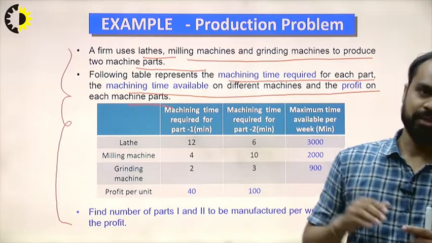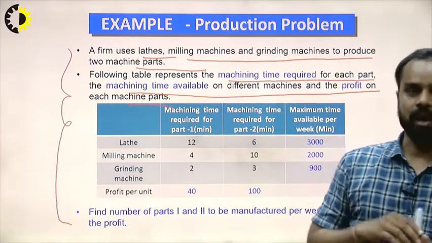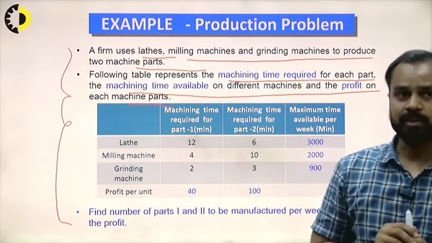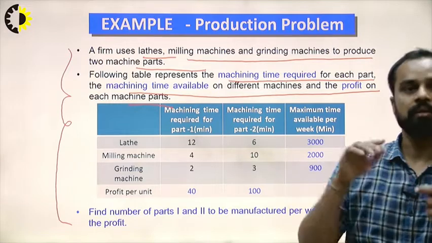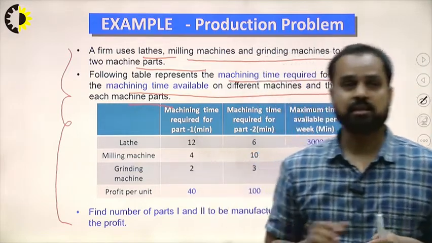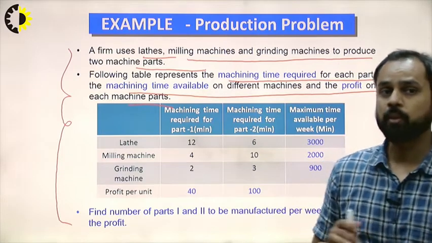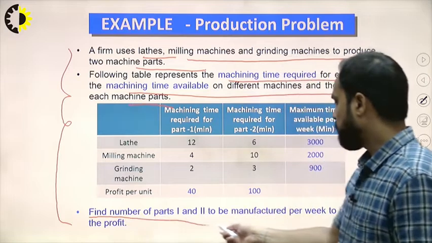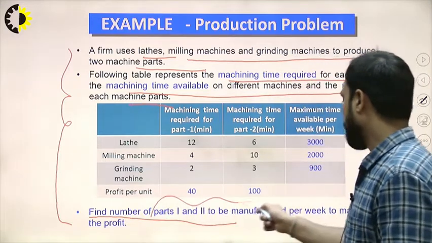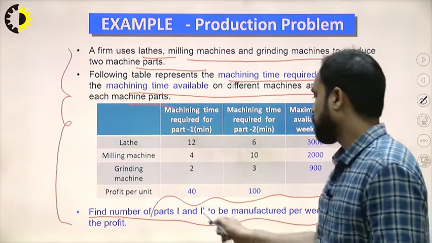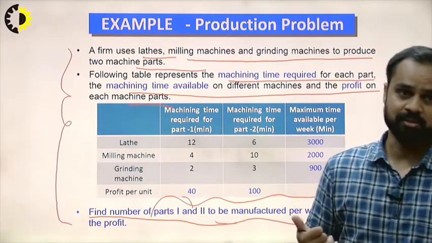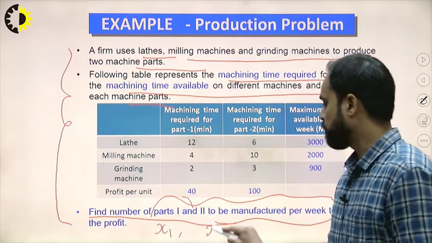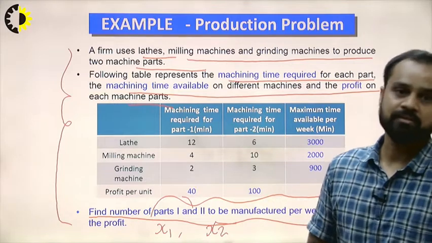With the help of this table, this description is given, and we first have to convert it into the mathematical form. Any description can be converted into the mathematical form. Four things are required. One is the decision variable. How do we decide the decision variable? On the basis of the requirement of the question. In this question, the requirement is how many parts 1 and 2 should be manufactured per week. So from here we can decide the decision variables. Suppose part 1 produces x1 and part 2 produces x2 per week. So these are the decision variables.